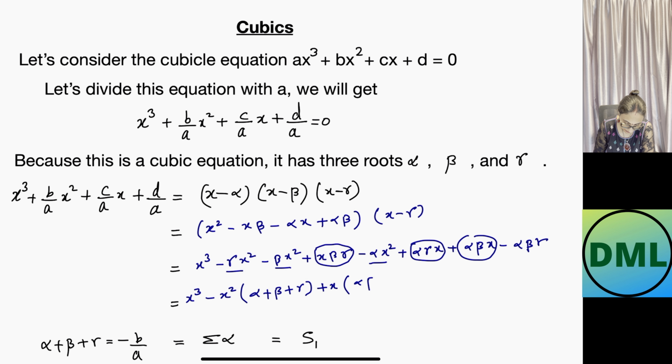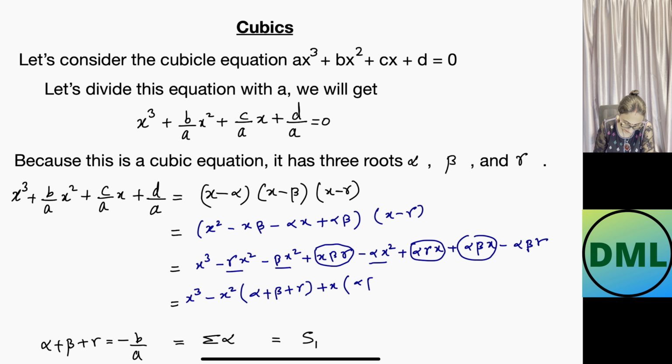Cubics. Let's understand the cubic equation ax cubed plus bx squared plus cx plus d is equal to 0. This is a cubic equation as the maximum power in the equation is 3. Let's divide this equation by a because a is the coefficient of x cubed. I want to make the coefficient of x cubed as 1. So I will divide this equation by a.